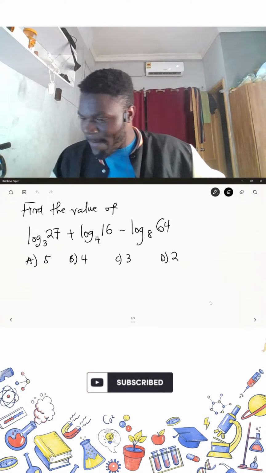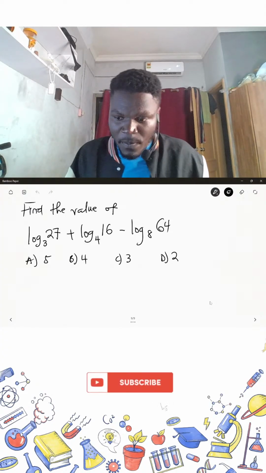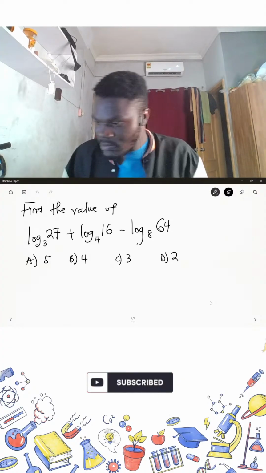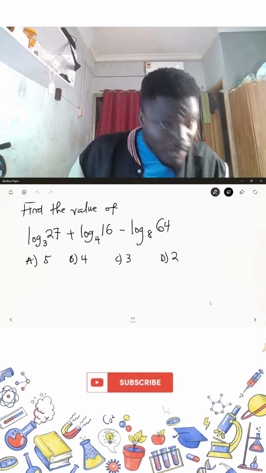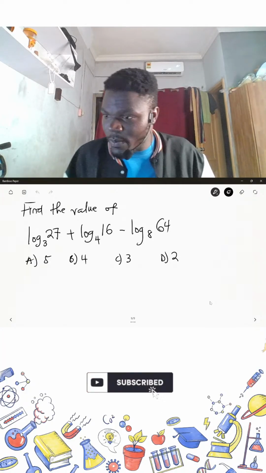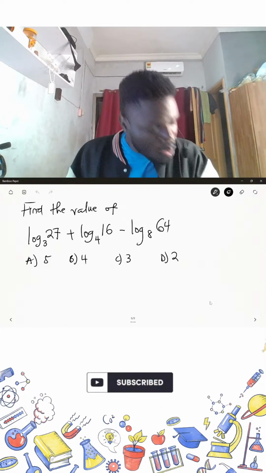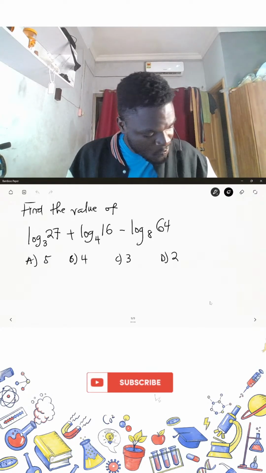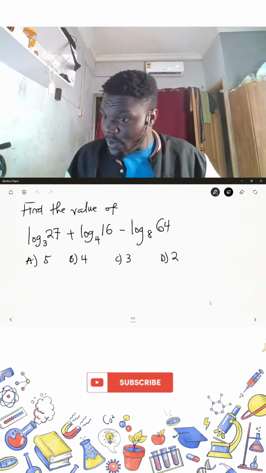Okay, so anyone to give us the answer to this problem? Guys, anyone? Find the value of log base 3 of 27 plus log base 4 of 16 minus log base 8 of 64. So guys, what do we have for me?